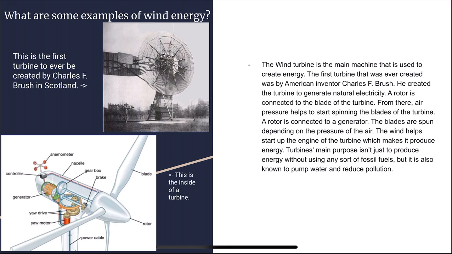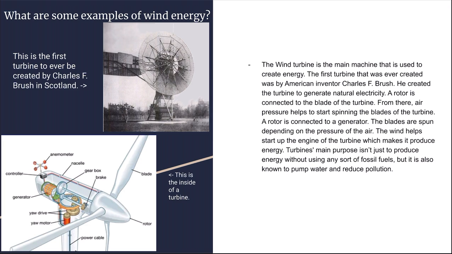So what are some examples of wind energy? The wind turbine is the main machine that is used to create energy. The first turbine that was ever created was by an American inventor named Charles F. Brush. He created the turbine to generate natural electricity. A rotor is connected to the blade of the turbine. From there, air pressure helps to start spinning the blade of the turbine.